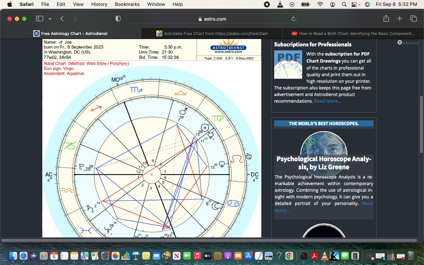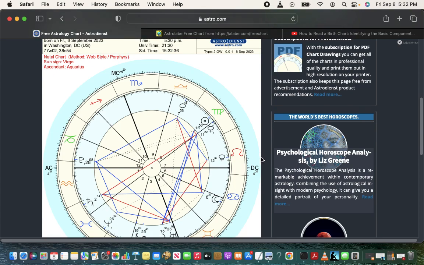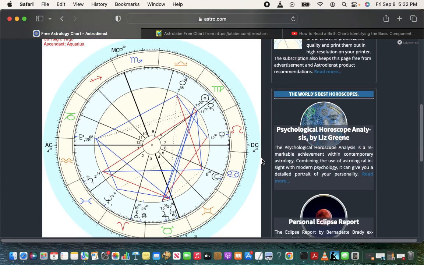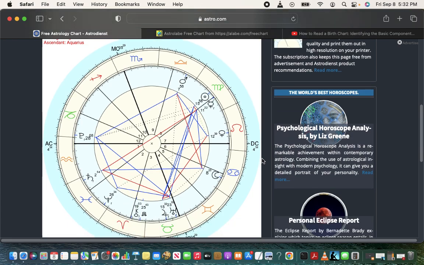How to read a birth chart, identifying the basic components. So this is an astrological birth chart. When you were born, this is you here in the middle, and these are the constellations above and the planets and where they were when you were born. So we're just going to go through the basic components of an astrological birth chart here.